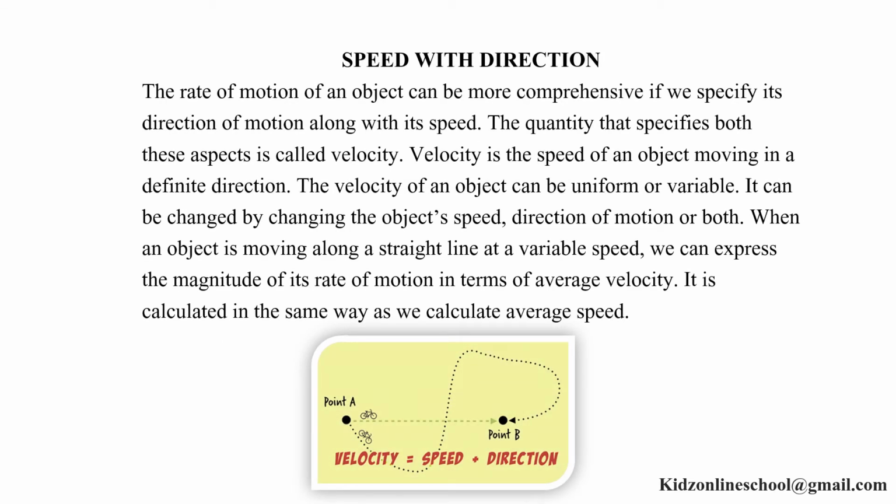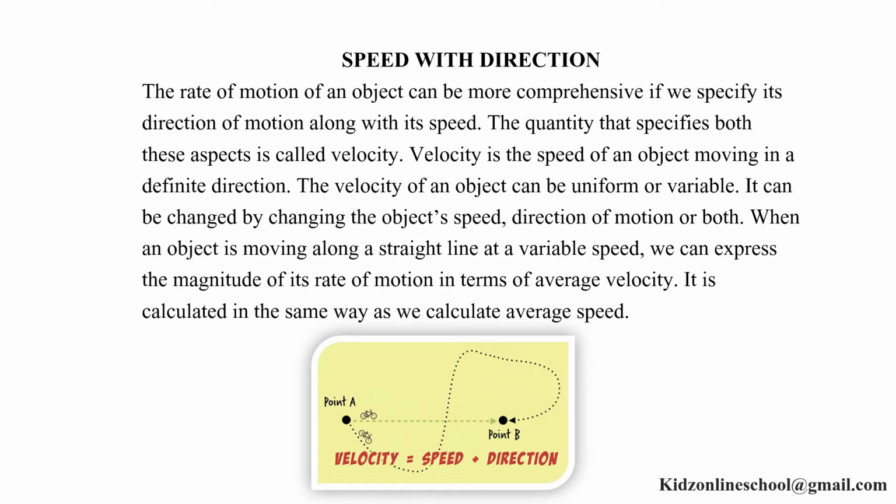Speed with direction. The rate of motion of an object can be more comprehensive if we specify its direction of motion along with its speed. The quantity that specifies both these aspects is called velocity. Velocity is the speed of an object moving in a definite direction. The velocity of an object can be uniform or variable. It can be changed by changing the object's speed, direction of motion, or both.